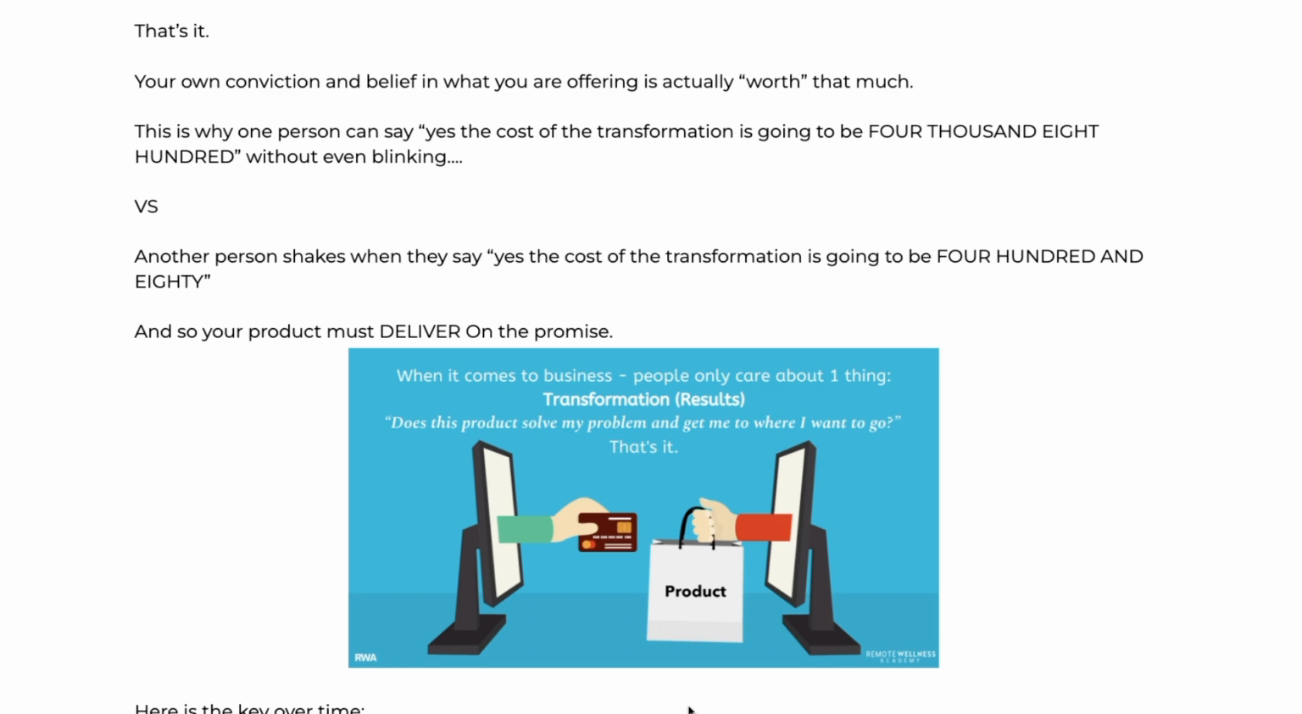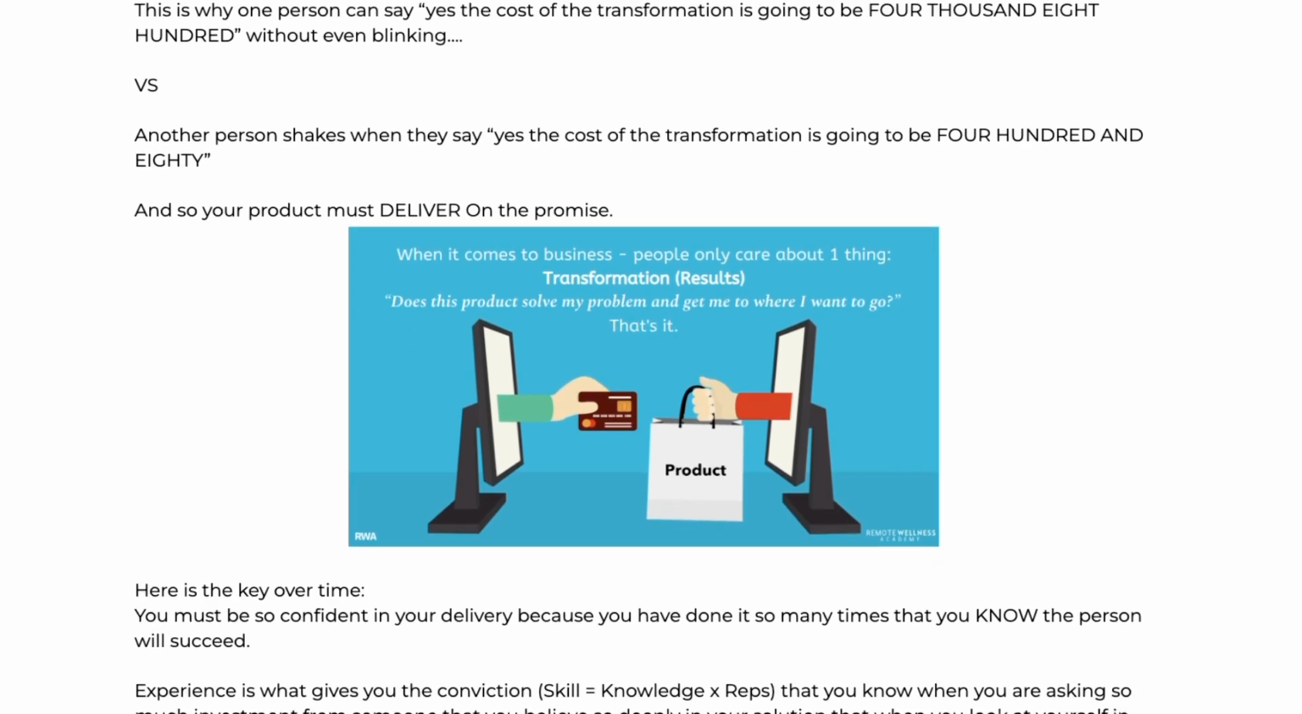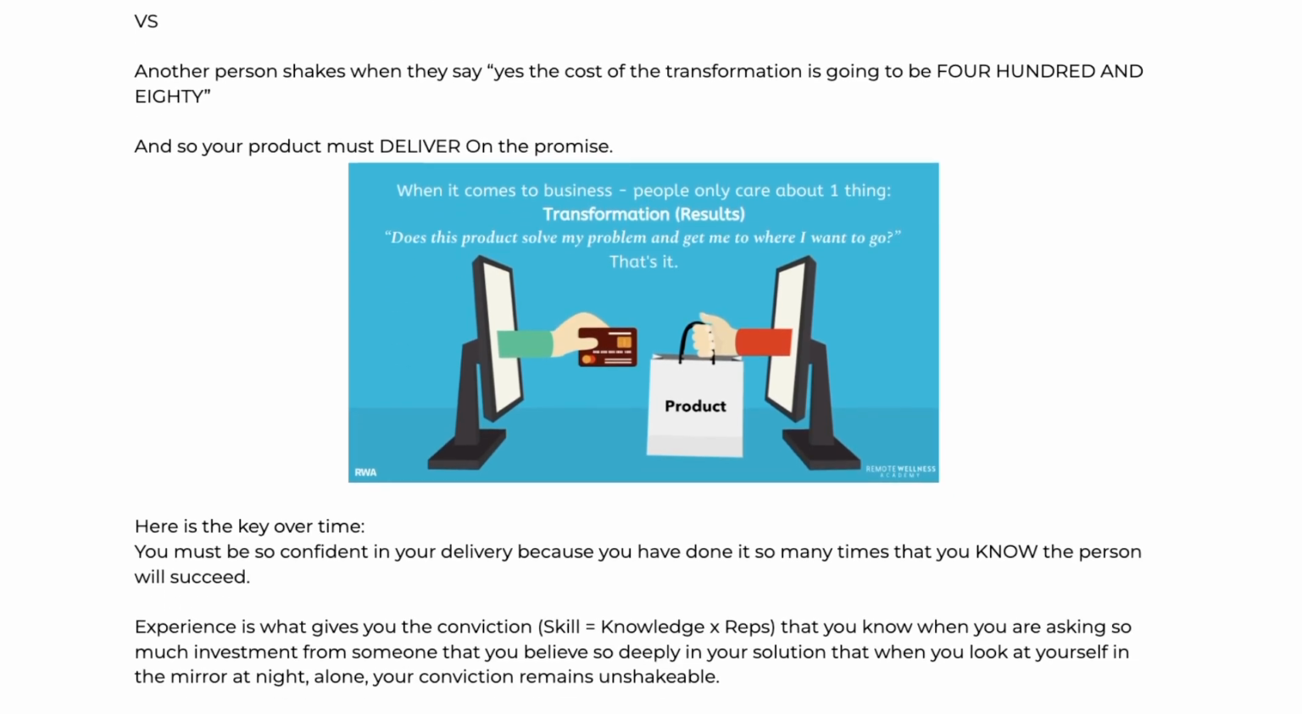Your product must deliver on the promise. That's what we've talked about before. When it comes to business, people only care about one thing, which is transformation and results. And so here is the key: over time, you need to work on your conviction around your ability to deliver the result, right? And that's going to happen through skill equals knowledge times reps. The more reps you get of this, the more confident you're going to become in your delivery, in your product, because you've done it so many times that you know this person who comes in is absolutely going to succeed.